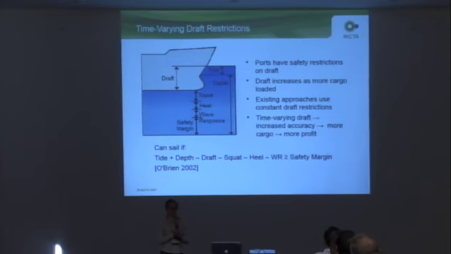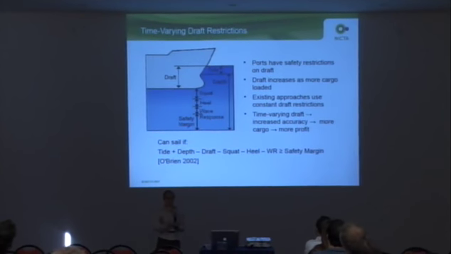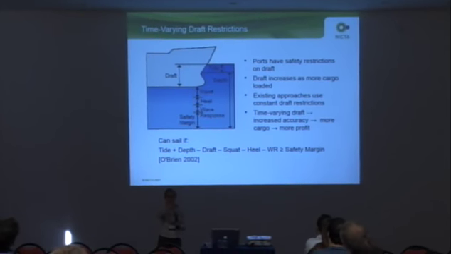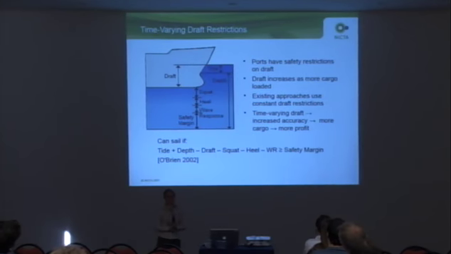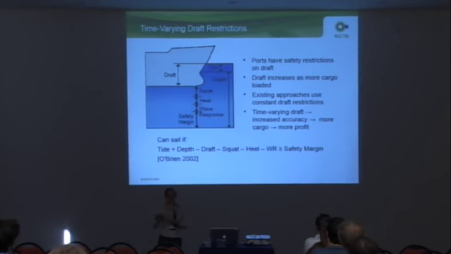Now, one common safety rule is restrictions on draft. Draft is the distance between the waterline and the bottom of the ship's keel. So as you load more cargo onto a ship, the draft increases. And if you load too much cargo on, then there may not be enough water for the ship as it's leaving the port. So the ship could be at risk of running aground. So for this reason, most ports have safety restrictions on the maximum draft.